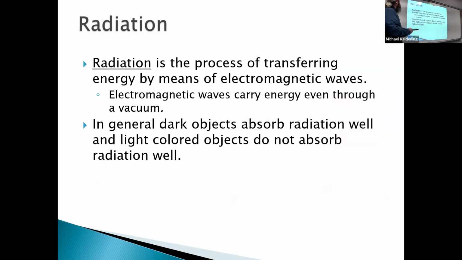And radiation is the process of transferring energy by means of electromagnetic waves. If you've ever used one of those space heaters that's just got wires that glow, you're being heated directly by radiation. It's a hot wire, it's emitting infrared light, you're absorbing it, it warms you up. So electromagnetic waves can carry heat even through a vacuum. So that's the way that heat can be transferred even in the vacuum of space. And in general, dark objects absorb radiation well, light objects do not absorb radiation well. They tend to reflect it.